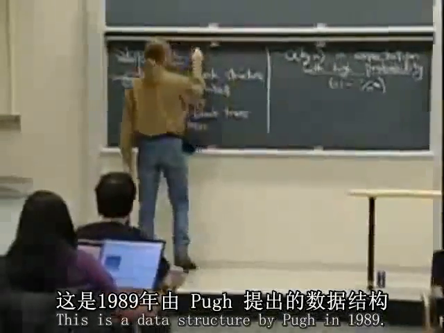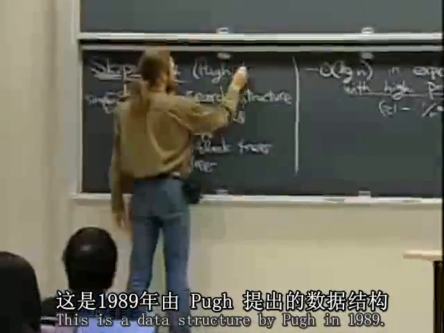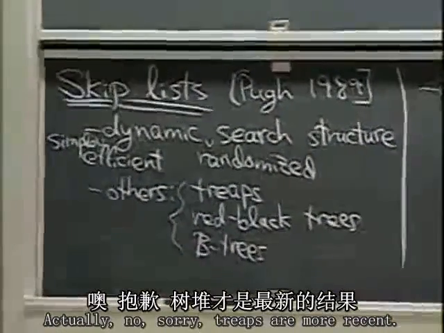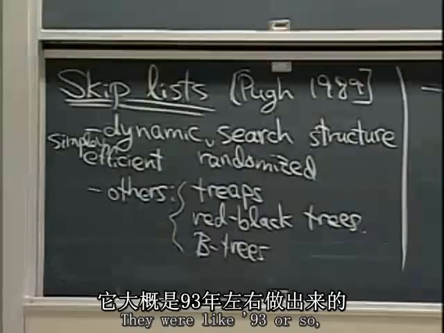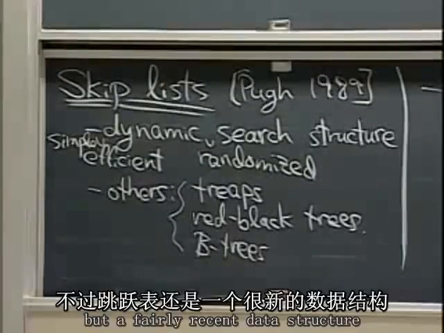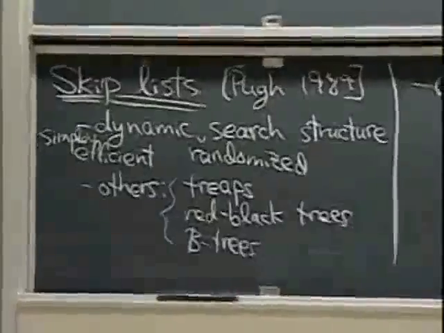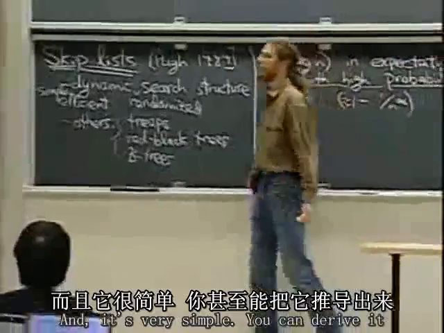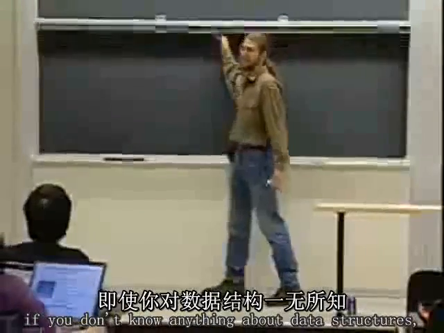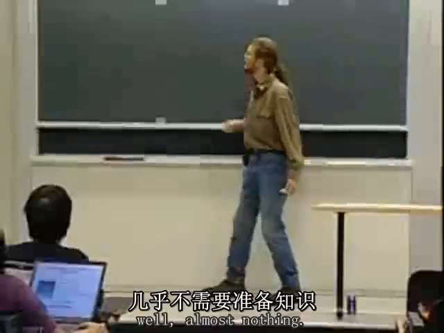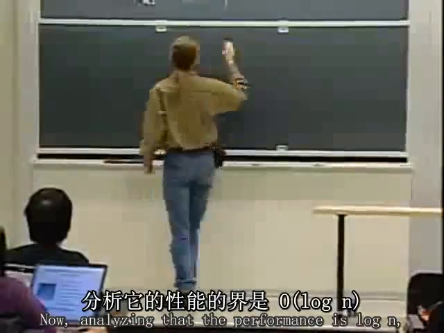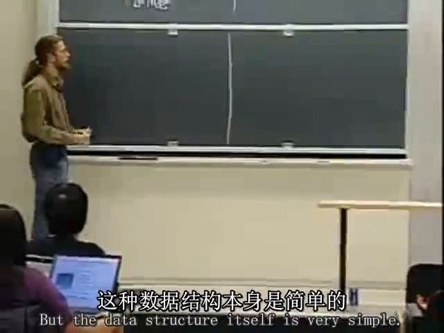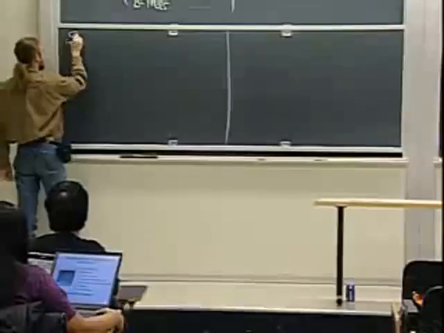This is a data structure by Pugh in 1989. So this is the most recent. Actually, no, sorry. Treaps are more recent. They're like 93 or so. But it's a fairly recent data structure for just insert, delete, search. And it's very simple. You can derive it if you don't know anything about data structures. Well, almost nothing. Now, analyzing that the performance is log n, that, of course, takes sophistication. But the data structure itself is very simple. We're going to start from scratch.